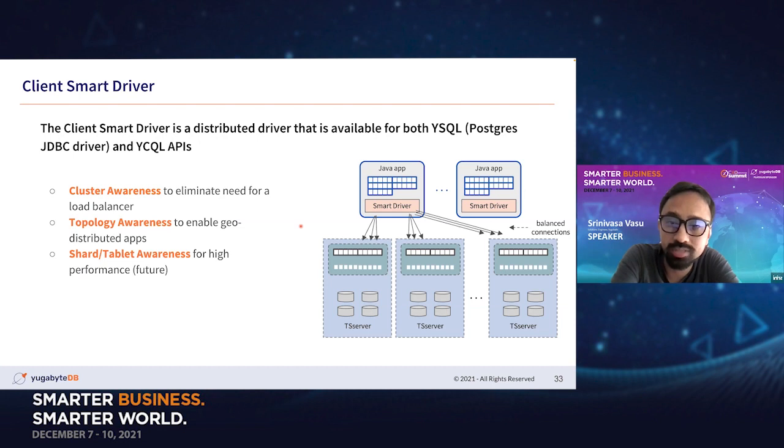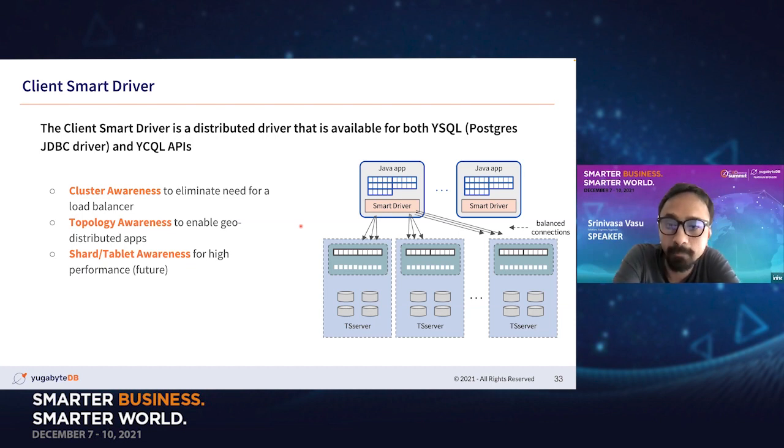So building all those capabilities as part of your application is not an easy thing to do, right? That itself is a complex product per se. So in order to minimize that, what we have done is we have built a client library, which is again wire compatible with Postgres. The Yugabyte smart driver is built based on the Postgres driver, which is cluster aware and topology aware, right? Meaning that it auto discovers all the nodes in your cluster.